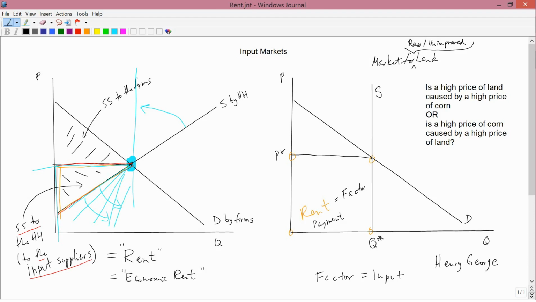But since economists can't do controlled experiments, the question was, which way did the causality run? Was it, as the first one here, the high price of land causing the price of corn to be high? So in other words, when the land price increased, then that pushed up the price of corn? Or was it the reverse? Was it the high price of corn causing the high price of land, so that when the price of corn went up, that caused the price of land to go up?